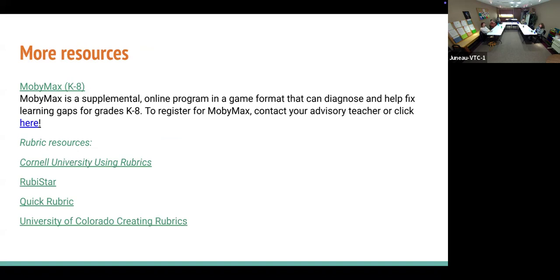And then I put some rubric resources in there too. These are all hyperlinks I'll share with you. I like rubrics, they're fun. I've even created rubrics with students too. What do you think is important for this project to have? What would be exemplary? They make the criteria with you.